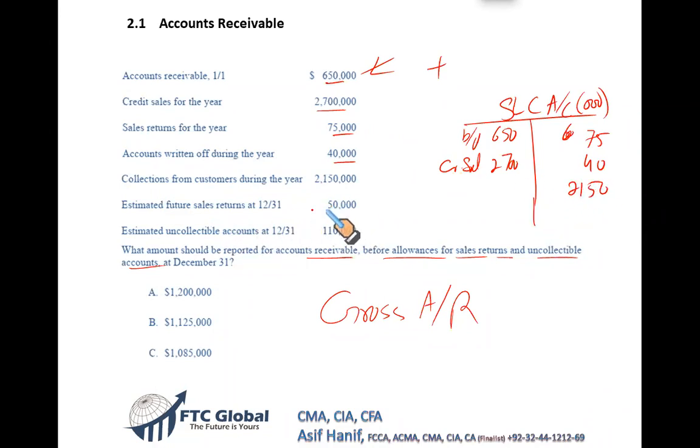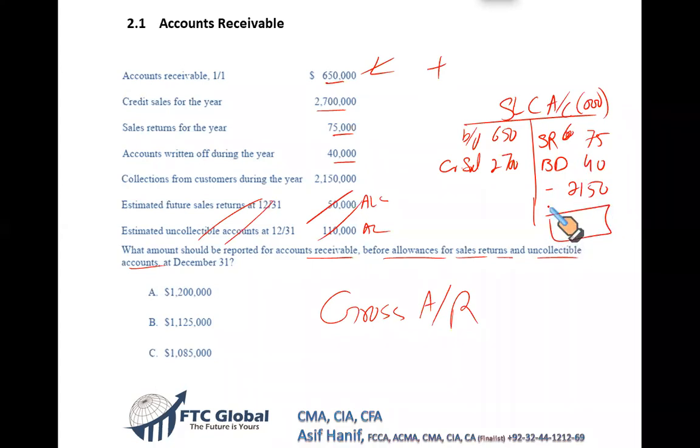And then estimated future sales return. Estimated future sales return, it is the allowance for sales return. Estimated uncollectible, it is allowance for uncollectible account. They do not appear in the customer account. What you have in the customer account is the actual sales return, the actual bad debt, and the cash collected. This will give you the closing balance. And I think that is the right answer. A is the right answer. Hamad, you did it correctly.